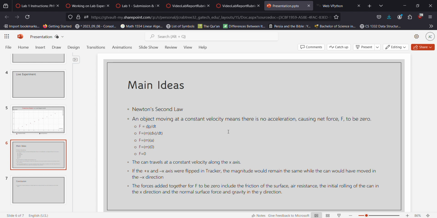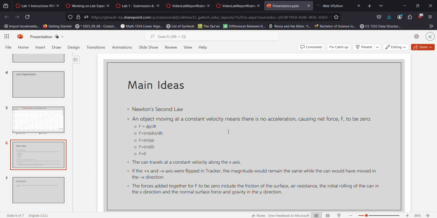One question raised is if the positive x and negative x-axis were flipped in Tracker, how would this affect the position? If that had happened, the magnitude of the position vector would have remained the same, while all the position values would have been in the negative x direction rather than the positive x direction. If the forces added together all equaled zero, then there would be zero net force acting on the object. This may not have happened.